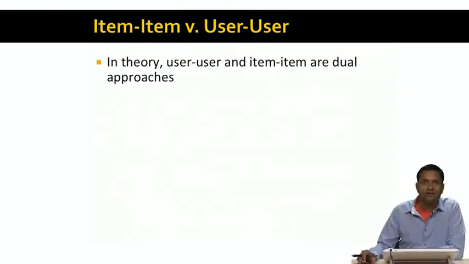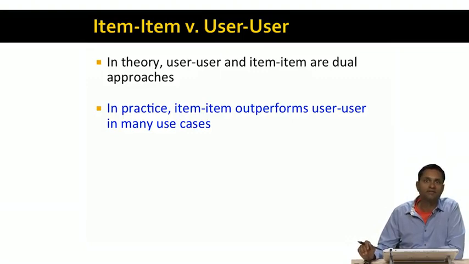We've looked at 2 ways of doing collaborative filtering: user to user and item to item. Now, in theory, user to user and item to item are dual approaches and should have similar performance. Now, in practice, though, they don't perform similarly at all. In fact, in practice, it's been observed that item-to-item collaborative filtering hugely outperforms user-to-user collaborative filtering for most use cases. Use cases, for example, such as movies or books and so on, item-to-item clearly outperforms user-to-user.